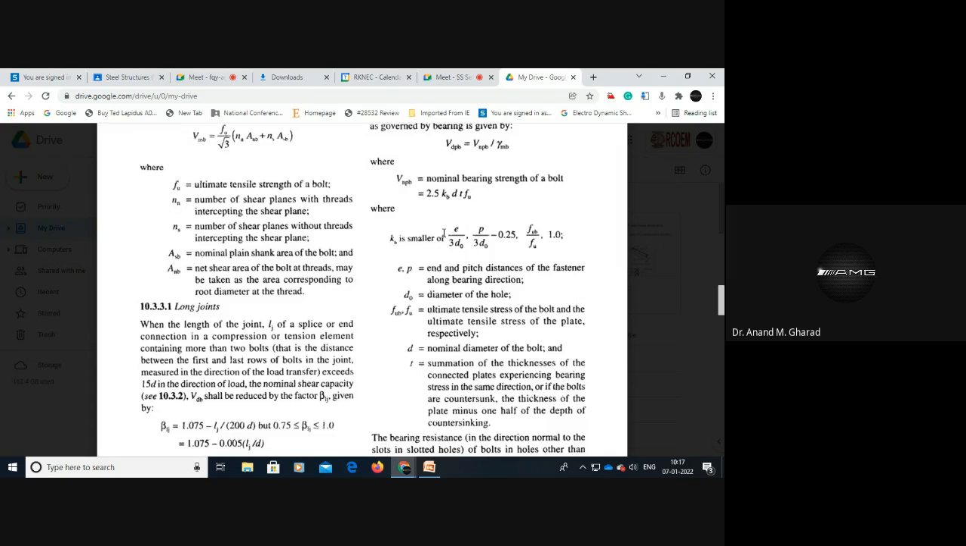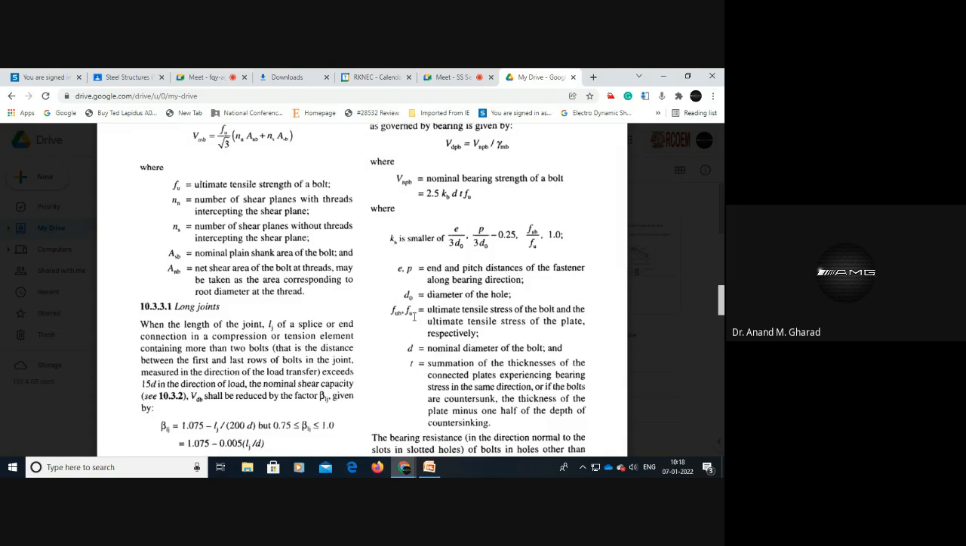If you remember, we had discussed the end and the edge distance. There is a difference. So we will come across this end and edge distance very particularly while finding out the strength of the bolt in bearing. So we will do that. d naught is the diameter of the hole.